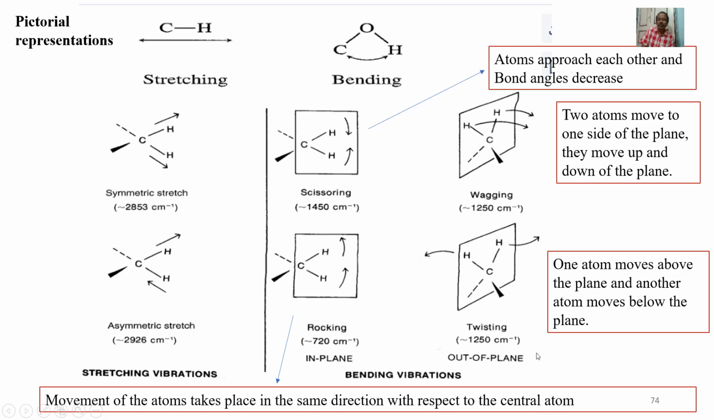Twisting is one atom moves above the plane and another atom moves below the plane. Rocking is nothing but the movement of atoms takes place in the same direction with respect to the central atom. So stretching, we have two types like this, and bending, the definitions are given exactly in the square column.